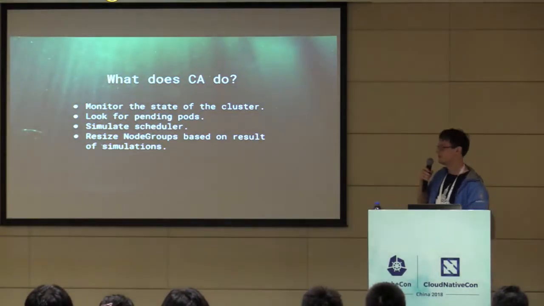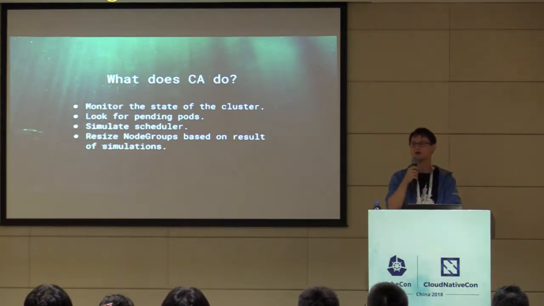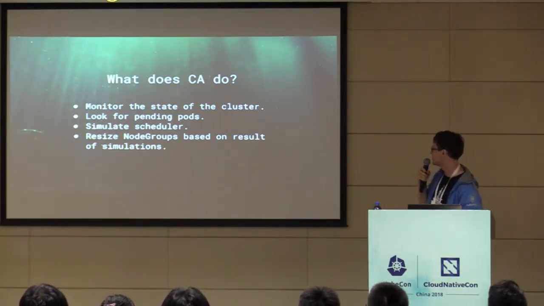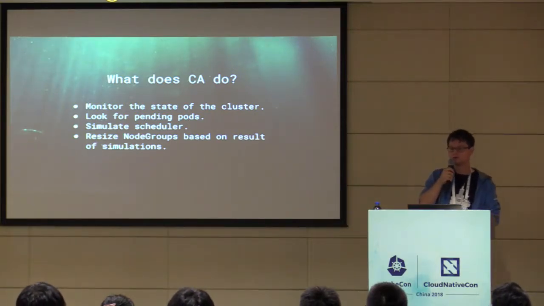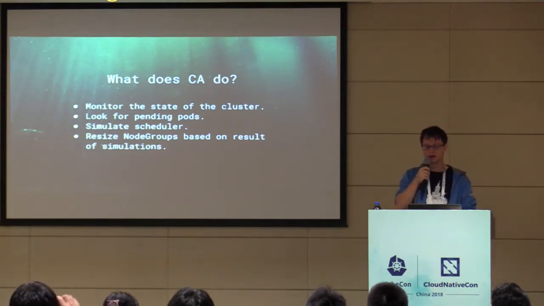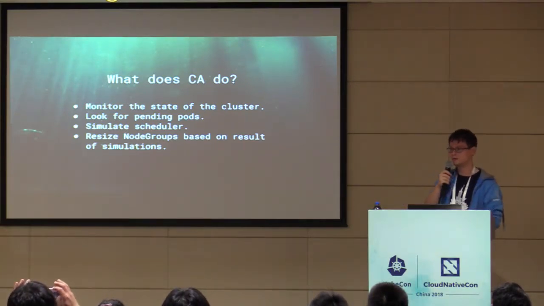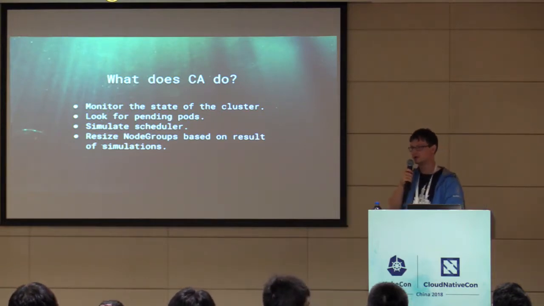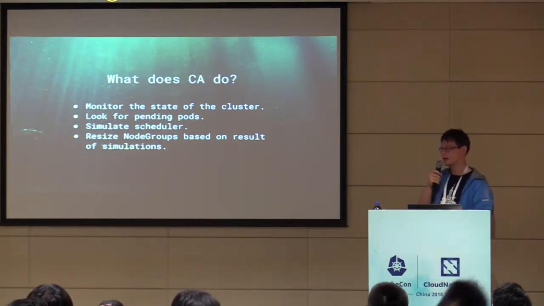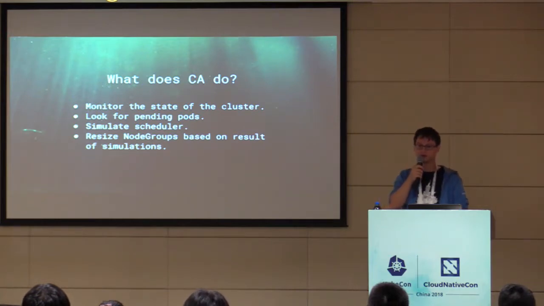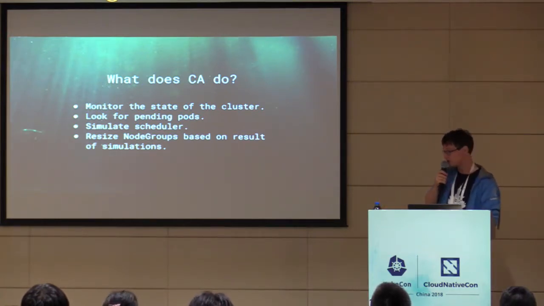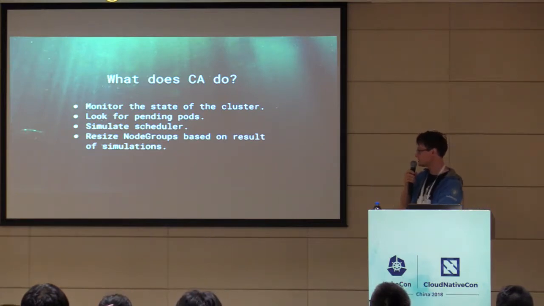So with all those concepts, let's go into CA proper. Very quickly, what does Cluster Autoscaler actually do? It monitors your cluster and it looks for pending pods, the pods that cannot be scheduled because there is not a single node that passes all predicates. Once it finds such pods, it simulates the Kubernetes scheduler to see if adding some new nodes would solve the issue. If it would, it resizes the node group based on the result of this simulation.